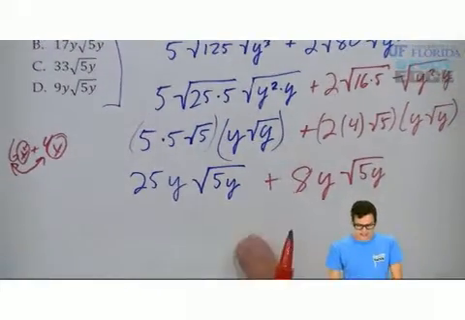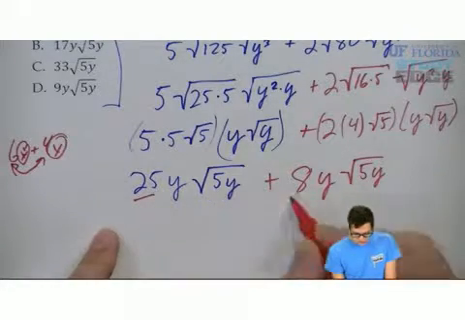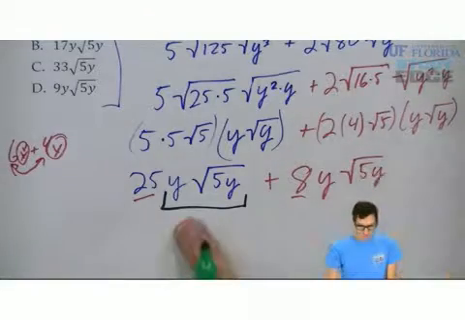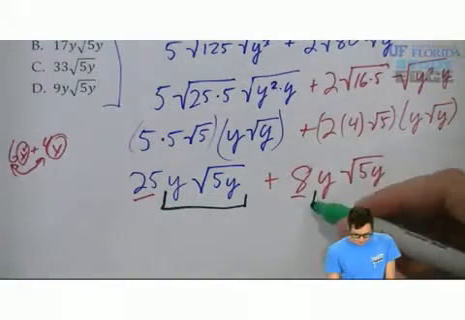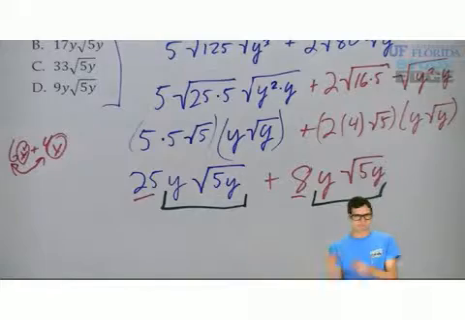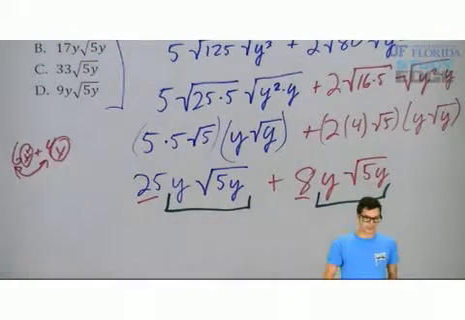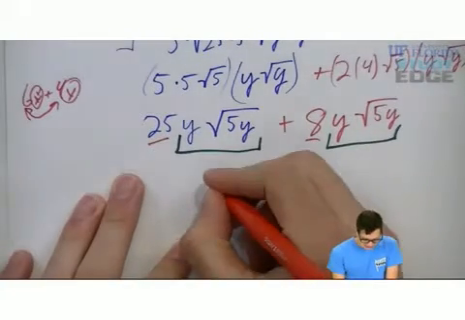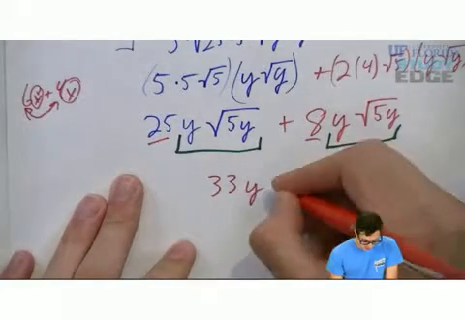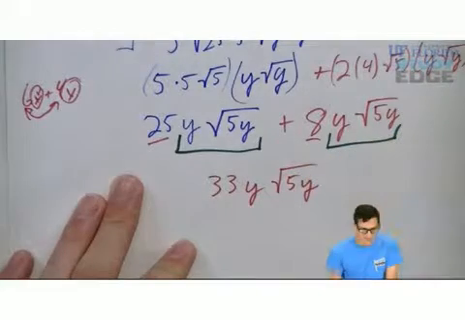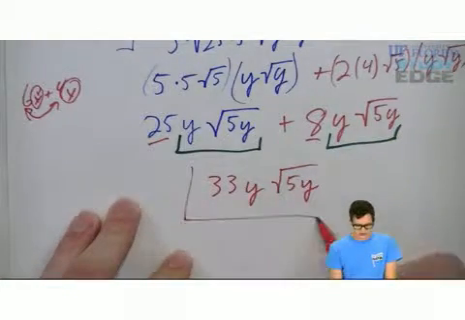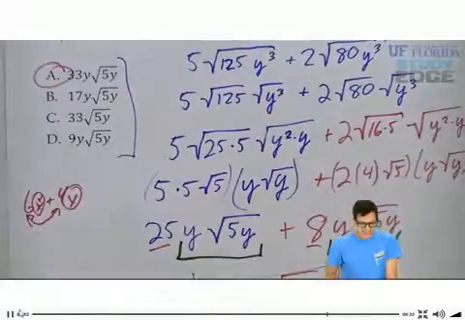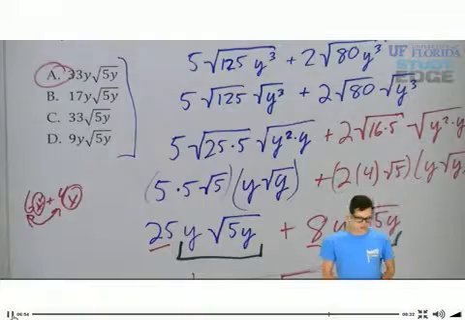All right, so in this case, I want to add these coefficients, 25 and 8. And the only reason I can do that is because they're both multiplied by y square root 5y. So this is like one big mess, but it's basically just like x when we combined like terms. So we're going to combine these terms together by adding 25 to 8, and that gives us 33y times the square root of 5y. And there's our answer. Go ahead and look up top, and we see, yes, answer choice A is 33y times square root of 5y.